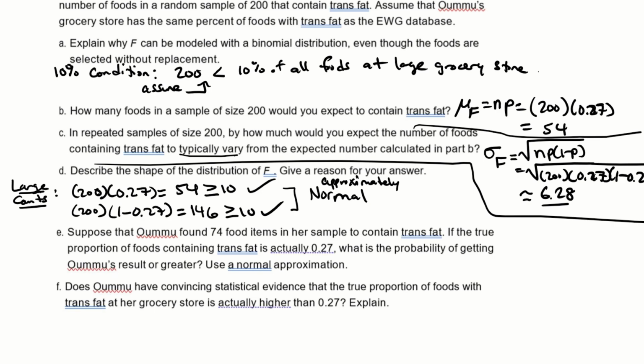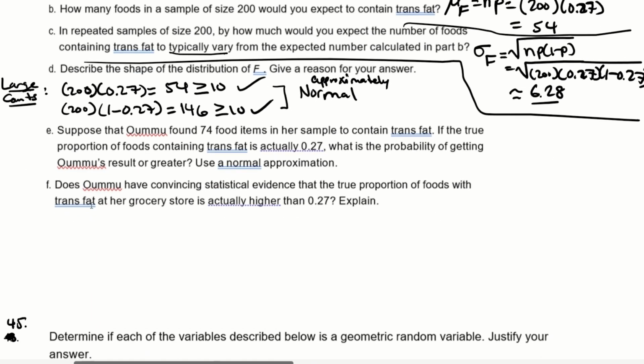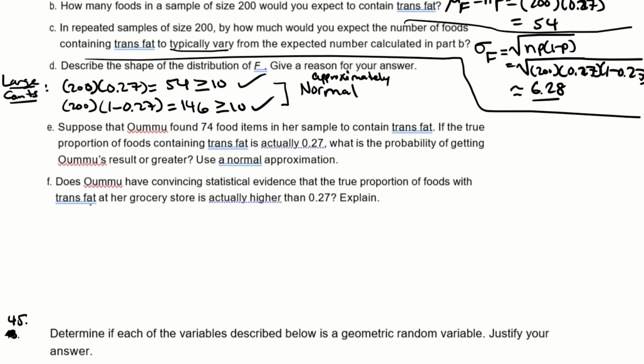All right. So now let's look at E. Suppose Omu found 74 food items in her sample to contain trans fat. If the true proportion of foods containing trans fat is actually 0.27, what's the probability of getting Omu's result or greater? So 74 or greater, and use a normal approximation. Okay, so we don't want to use binomial. We want to use a normal approximation.